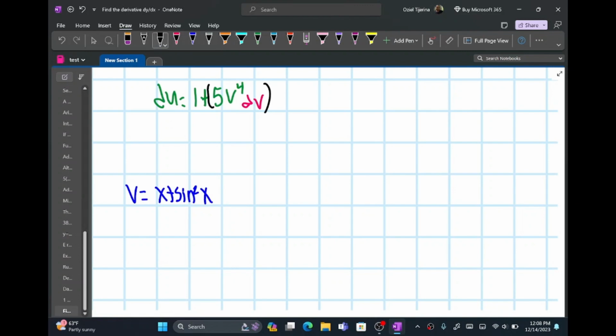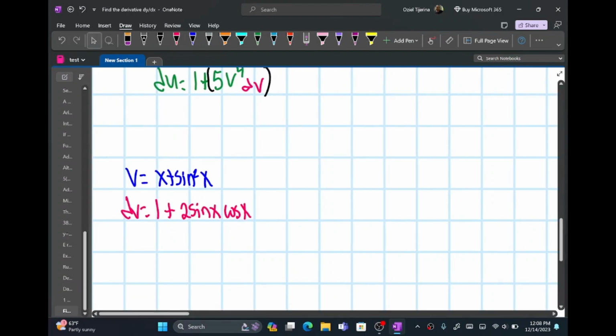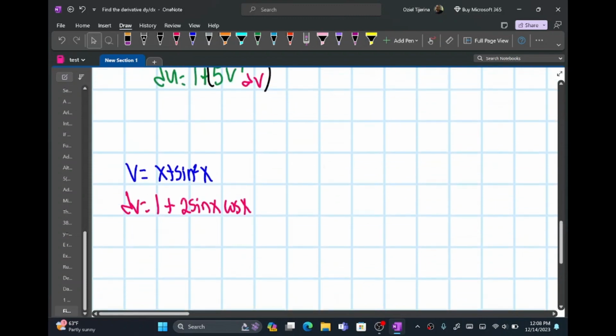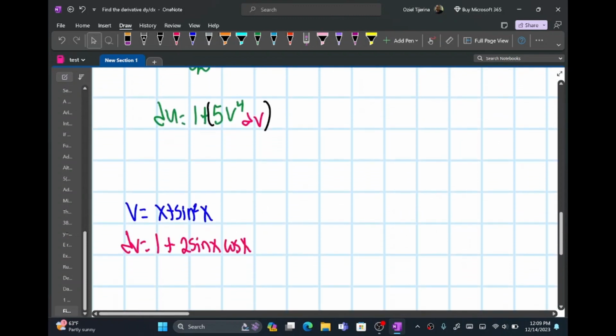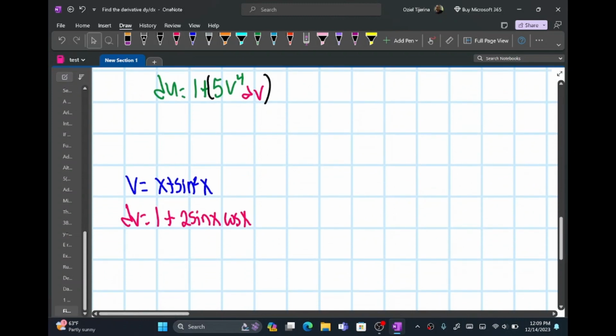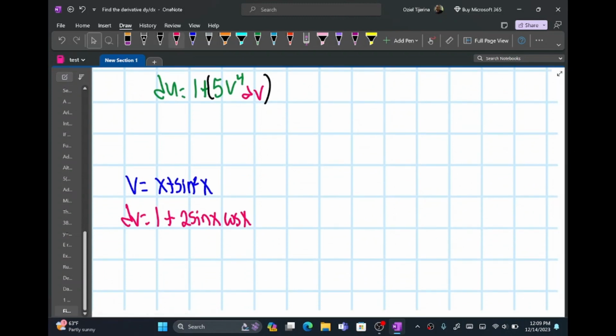Now, the way this is going to go is that dv with respect to x is going to be 1 plus 2, so it's really 2 sine x cosine x. So again, that's dv, and this is with respect to x.